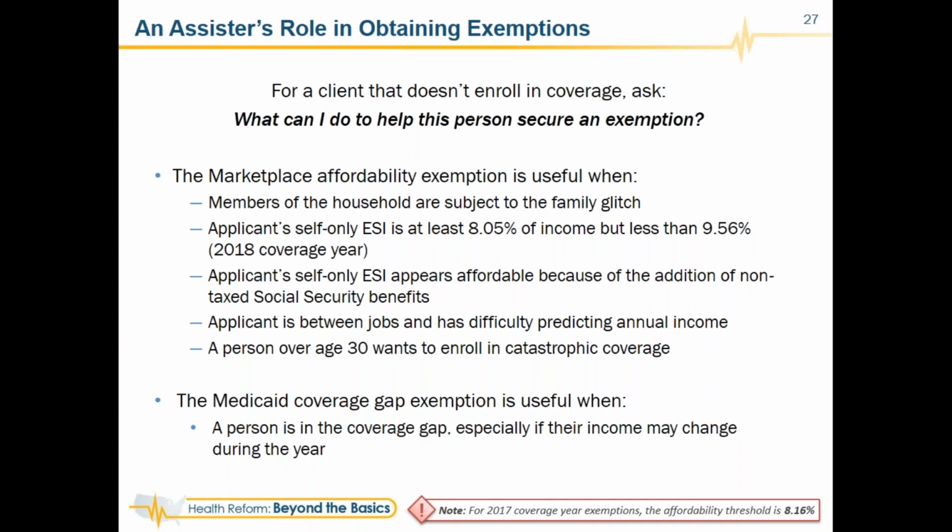The Medicaid coverage gap exemption is useful when the person is in the coverage gap, especially if their income may change during the year, like the examples that we used where they appeared in the coverage gap at the beginning of the year, but by the end of the year they weren't. Well, to prevent that and preserve their ability to use that exemption, you need to lock it in. So, people can be directed to get that Medicaid determination, even if they know what it is. Get that determination so you lock in that exemption.